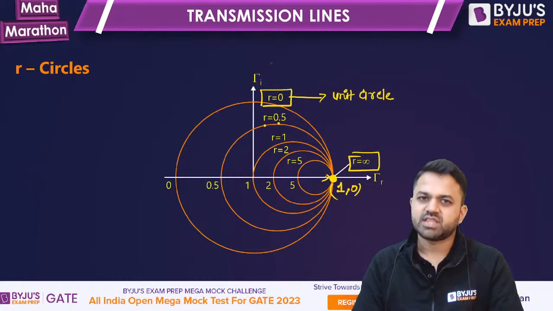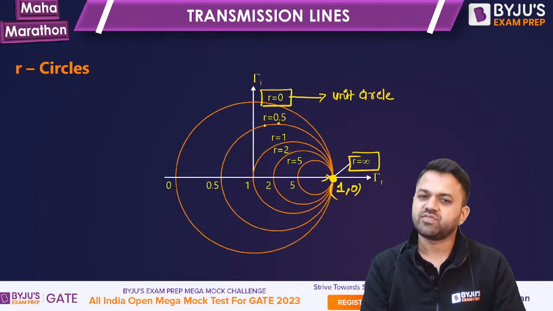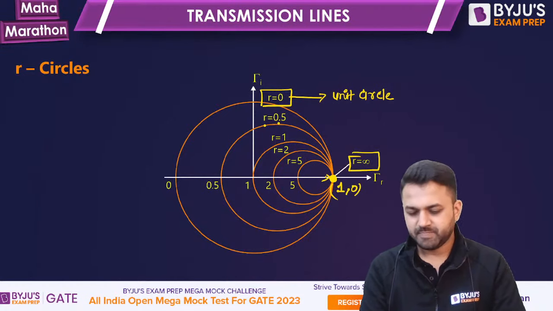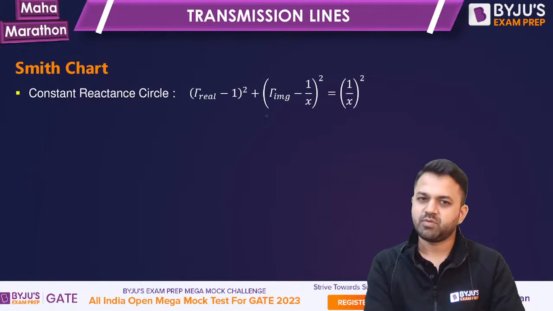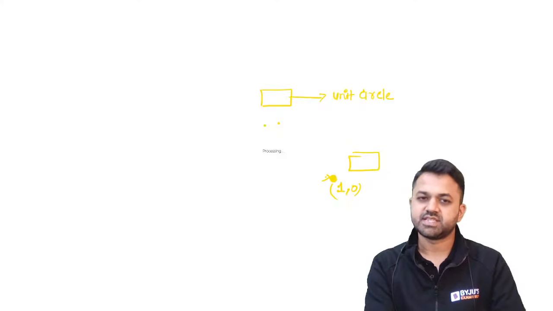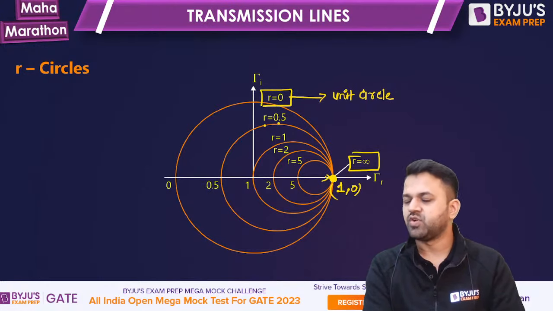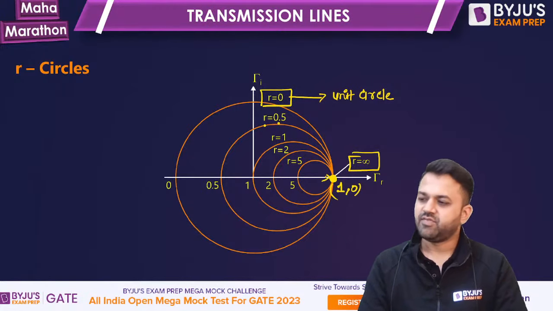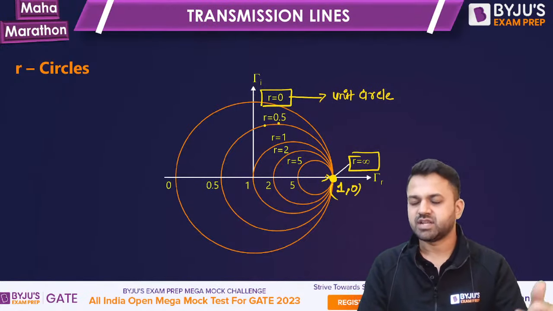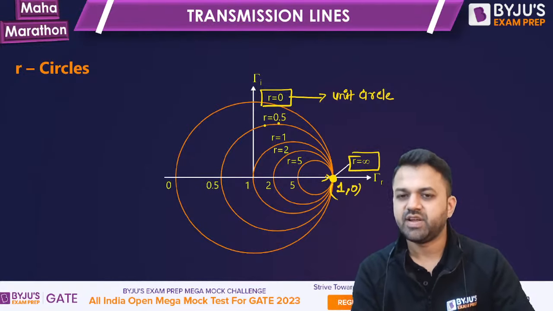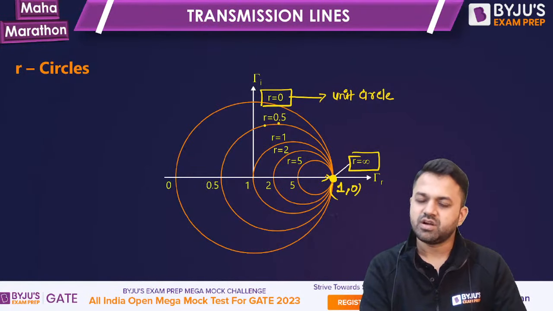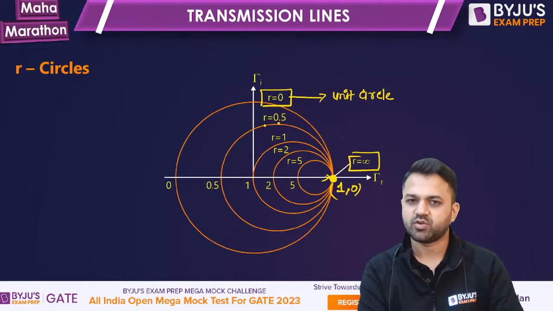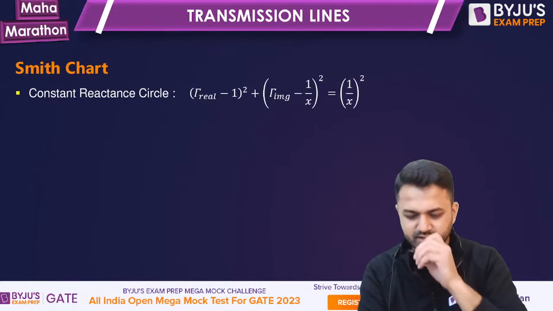So one more thing that you can notice here is that for r greater than or equal to 1, the circles are lying only in the first and the fourth quadrant. So that is one point that you can notice about this particular resistance circle. First of all, r equal to 0 will give you the unit circle. Second thing, when r is greater than 1, the circle will lie in the first and the fourth quadrant, and when r is infinity, then it is a point, and all the circles will pass through the point 1 comma 0. That is the next point which you can notice.